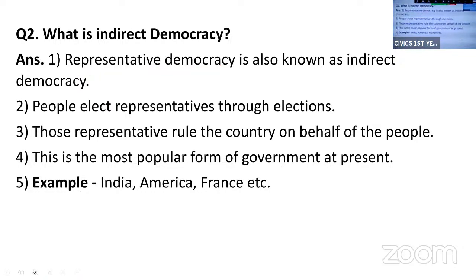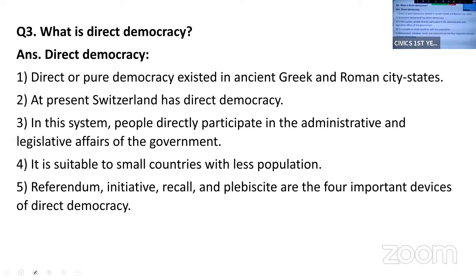So let us move to the next question. We have discussed indirect democracy. Now let us see what is direct democracy. The other name for direct democracy is pure democracy. Direct democracy is also known as pure democracy. This type of democracy existed in ancient times in Greek and Roman city-states.